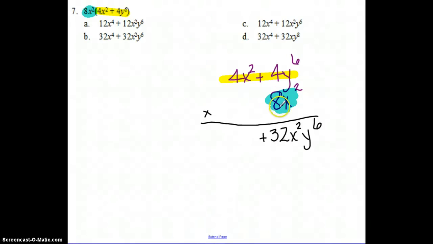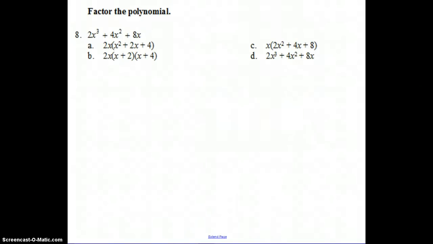Okay, now let's continue multiplying. 8x squared times 4x squared, still going to combine to that 32 in the front, but these x's I can actually put together. So there's 2 here and 2 here, which means in my answer there's going to be 4, because when bases are alike, we add those exponents. So that means that on this one, if I have 32x to the 4th plus 32x squared y to the 6th, that means B will be my answer.